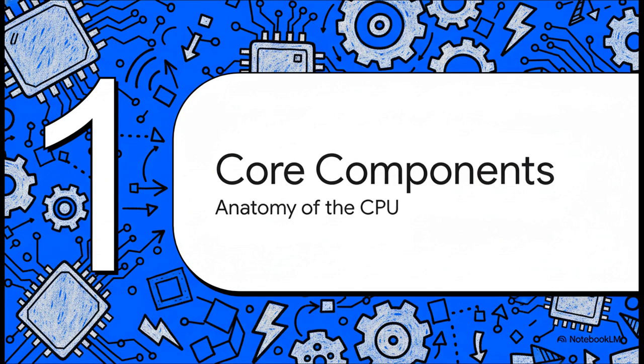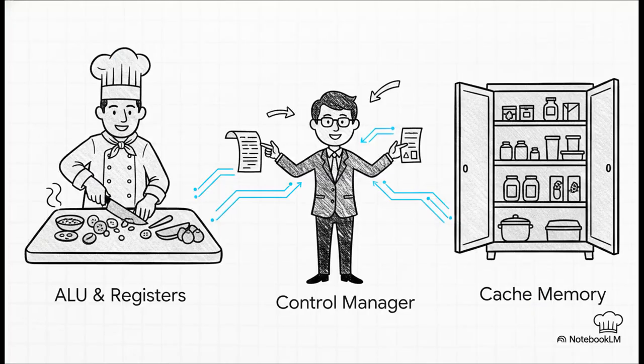Core Components. Let's meet the main cast of characters inside your CPU. A great way to think about the CPU is to picture an ultra-efficient, highly synchronized commercial kitchen. First up, you've got the Arithmetic Logic Unit, or the ALU. This is your master chef, the absolute workhorse that performs the raw arithmetic and logical operations on the data.